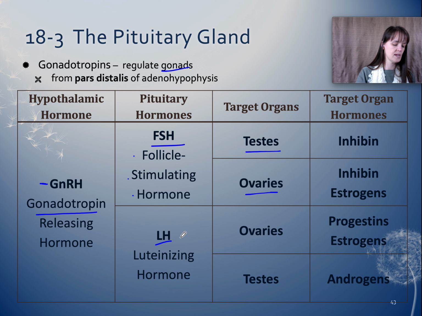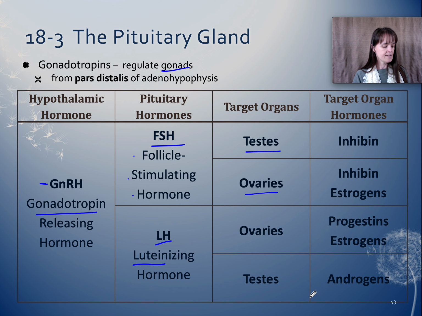Luteinizing hormone. In people with ovaries, it induces ovulation and causes the formation of the corpus luteum. The luteinizing hormone forms the corpus luteum, luteinizing, luteum, like that. And then in people with testes, luteinizing hormone makes the testes make androgens. The main androgen is testosterone.